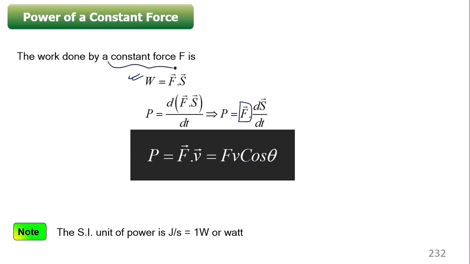Work done by a constant force is F dot S. And in that situation only, I can write P equals F V cos theta, where theta is the angle between the force vector and the velocity vector. If the angle is known to us, I can calculate the power as F dot V, which equals F V cos theta. Since I am doing the dot product, P is a scalar quantity. Work done unit is joule per second, so the power unit is 1 watt.